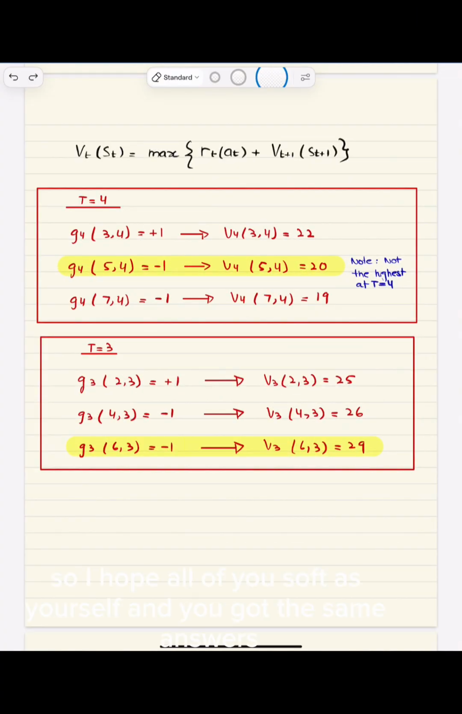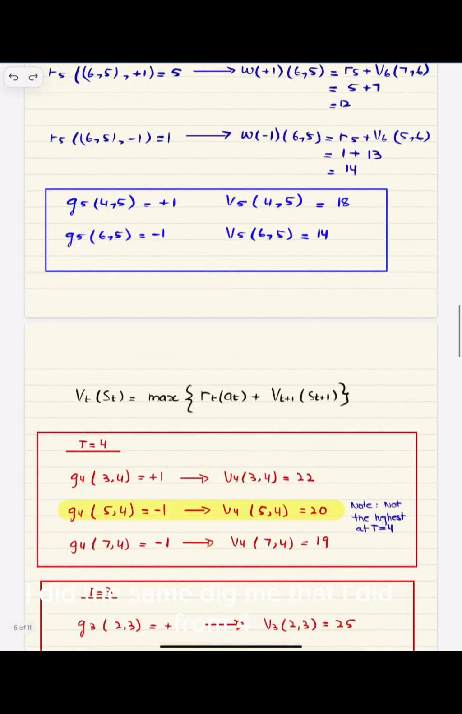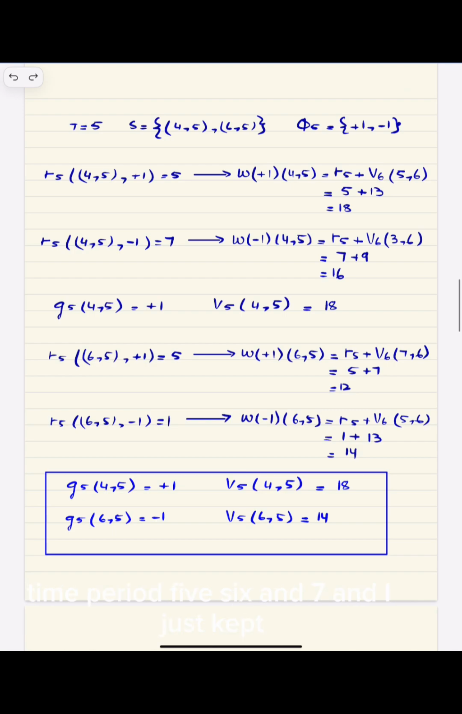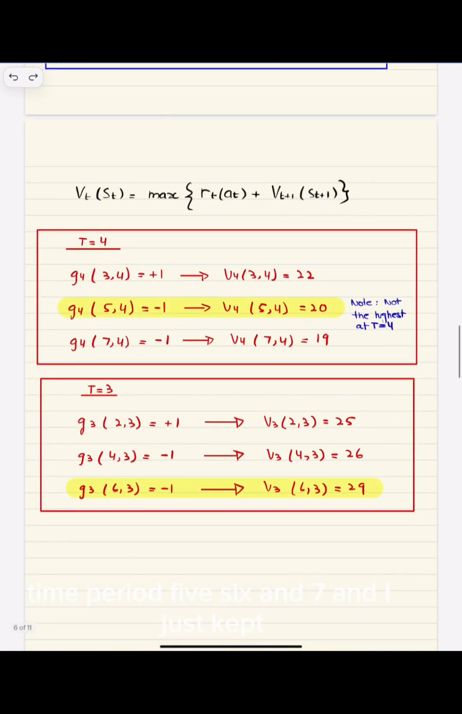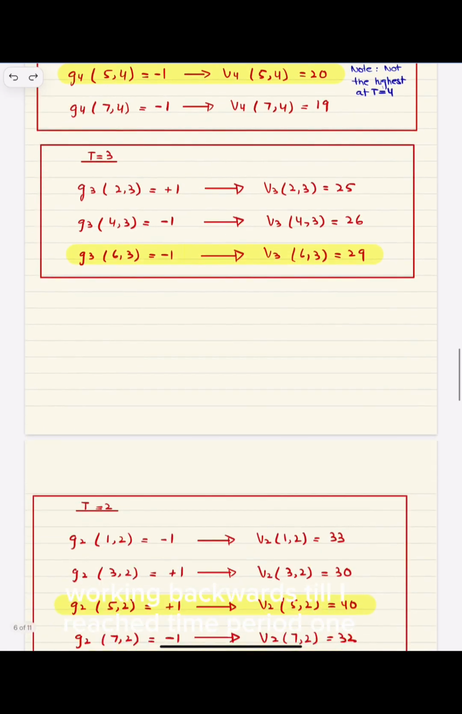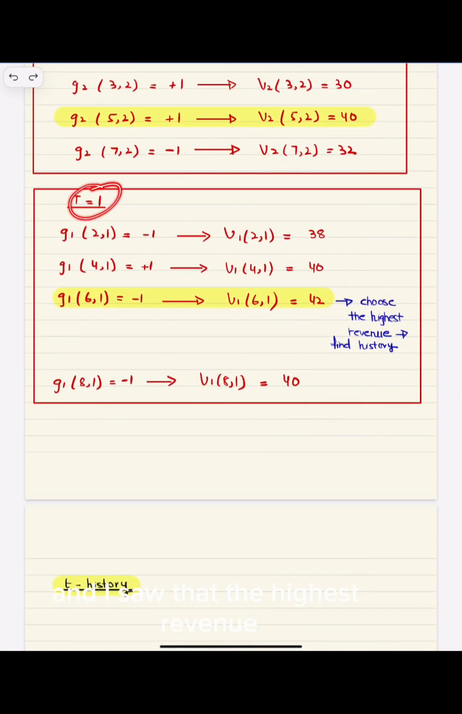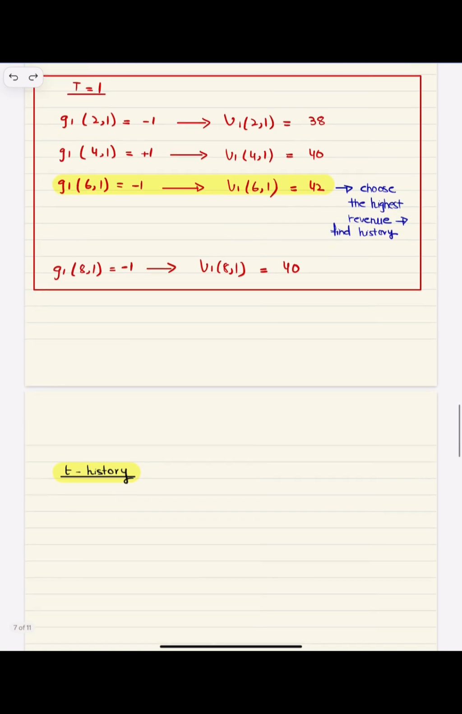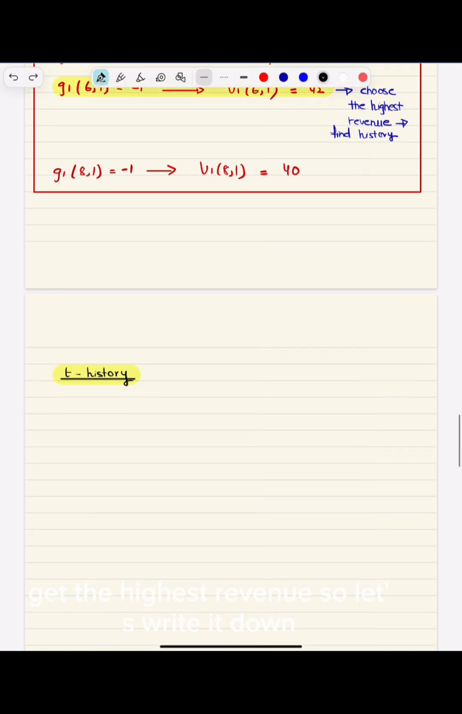Okay, so I hope all of you solved this yourself and you got the same answers. I did the same technique that I did for time periods 5, 6 and 7, and I just kept working backwards till I reached time period 1, and I saw that the highest revenue possible for the government to earn is a 42. So now what I need to do is just write the T history, which is basically all the actions that he should take in order to get the highest revenue. So let's write it down.